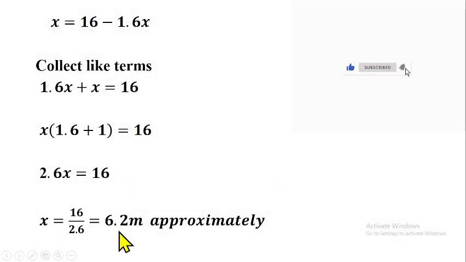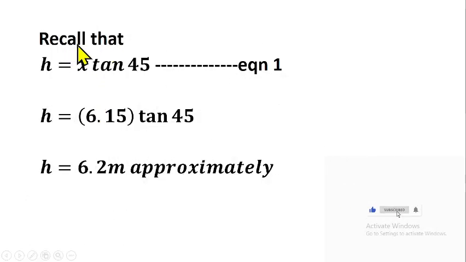So now that we get our x to be 6.2 meters, we record that one of the two equations we generated from the beginning is that h is equal to x times tan 45. Now that we know our x is 6.15, that's what we approximated to 6.2. So 6.15 as the value of our x times tan 45, same thing as 1. So 1 times 6.15 will give us 6.15, which we approximate to 6.2 to one decimal place.